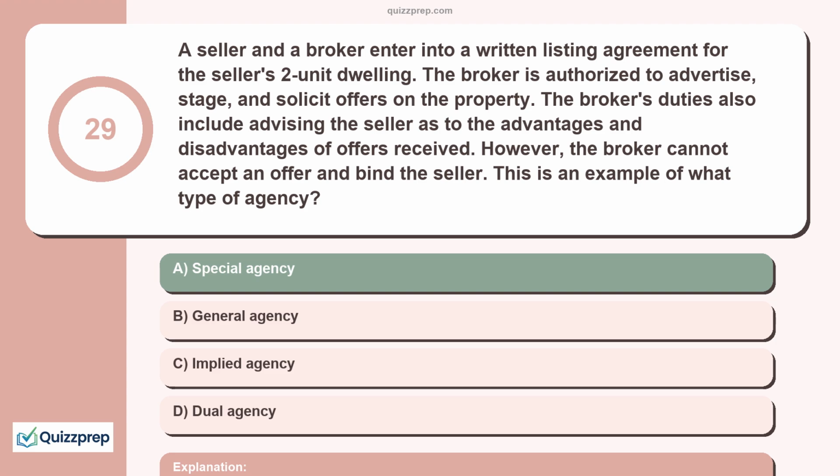B is incorrect. In contrast to a special agency, a general agent typically has a number of duties to perform. This type of agency is usually used for ongoing businesses. The general agent does have a limited authority to bind the principal. One frequently tested example of a general agency is a property manager with the authority to, for example, find and sign well-qualified tenants. C is incorrect.